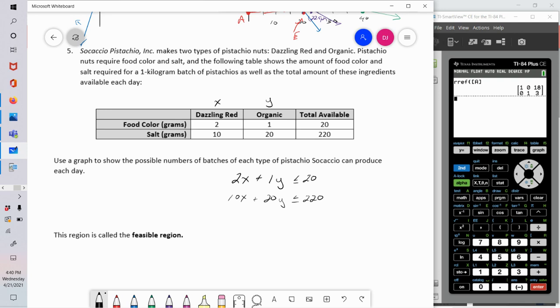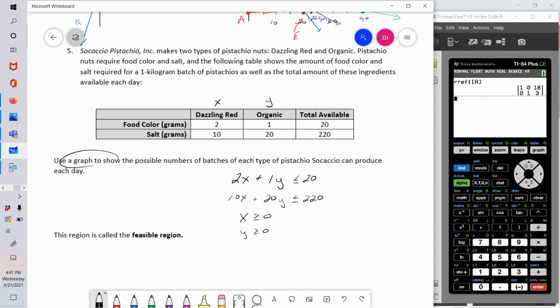There are two additional restrictions here that you may not see immediately. X is the number of batches of Dazzling Red. The number of batches of Dazzling Red pistachio that you make has got to be greater than or equal to 0. You can make 0 batches. You can't make fewer than that. Y also must be greater than or equal to 0.